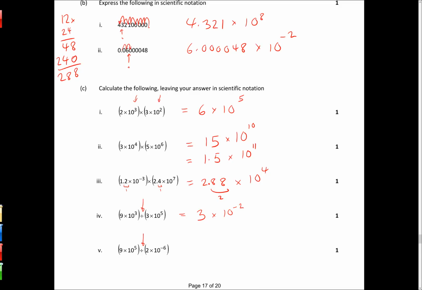Next one, a 9 divided by 2. Well, what's half of 9? It's 4.5. Alright, good start. What's a 10 to the 5 divided by 10 to the minus 6? Well, we've got to do a subtraction on the powers. What's 5 minus minus 6? Well, minus minus, it's got to be 5 plus 6. 4.5 by 10 to the 11. Okay.